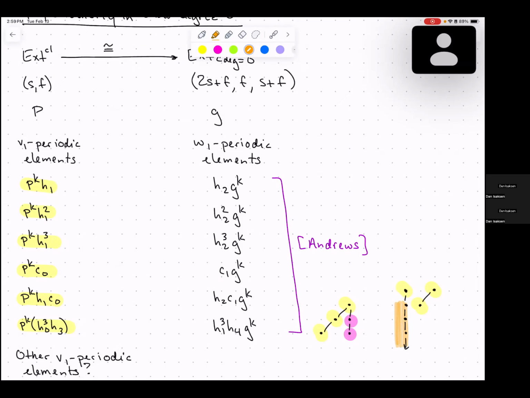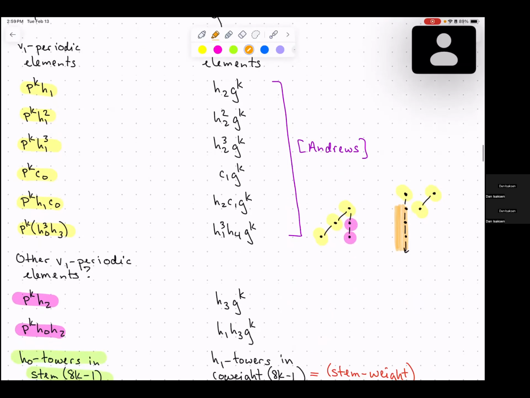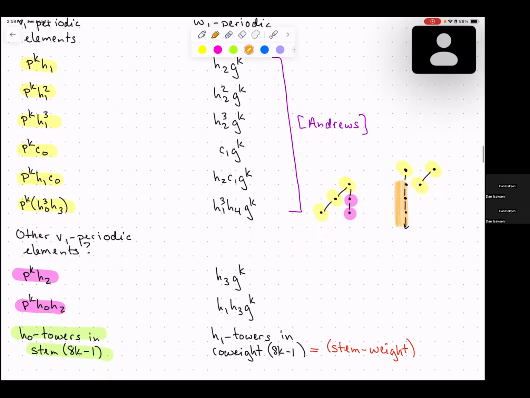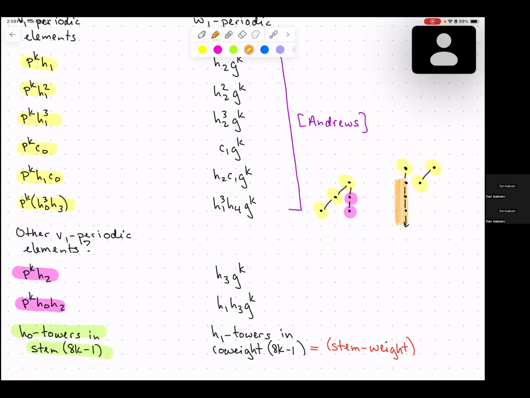All right, but then of course, as you see on the bottom of the slide, there are other V1 periodic elements. That's the pink ones. Okay, so there are some other V1 periodic elements. There's these 2 guys that Andrews didn't touch. Okay, and we're going to figure out what happens to them. Okay, we're going to answer that.